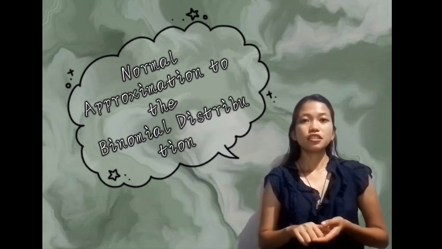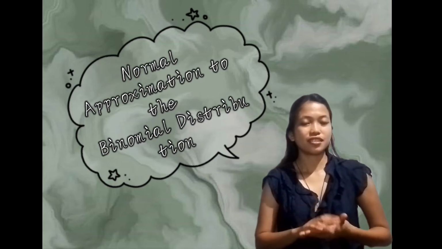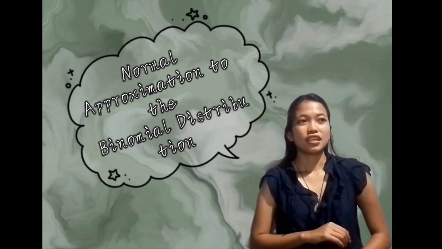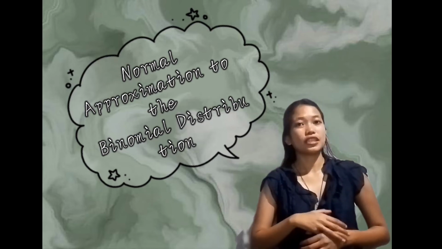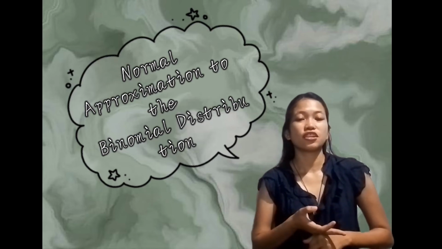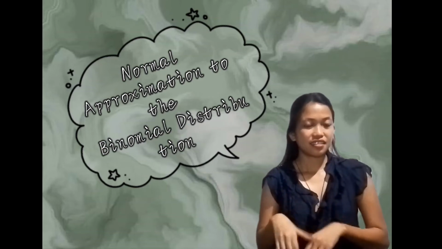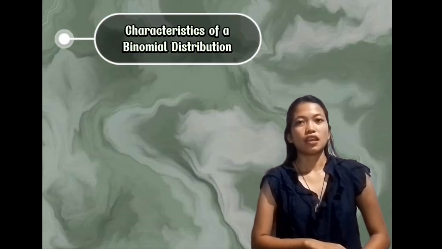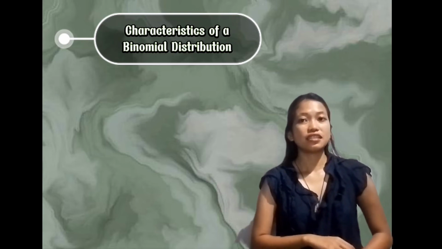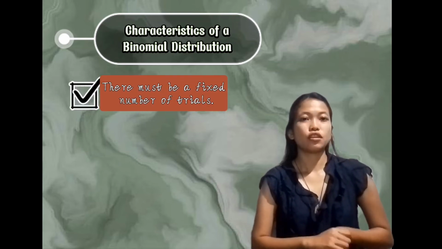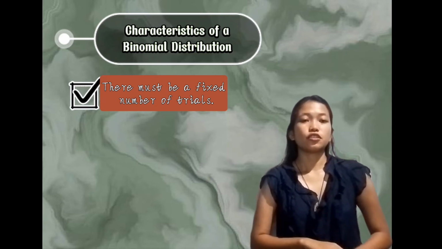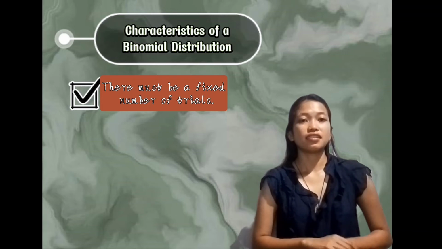Recall that a binomial distribution has the following characteristics. So this will just be a brief discussion about the properties or the characteristics of the binomial, since it was discussed in the previous topic about the discrete distribution. The first characteristic is that there must be a fixed number of trials, since we will only use the normal approximation when the n is large.